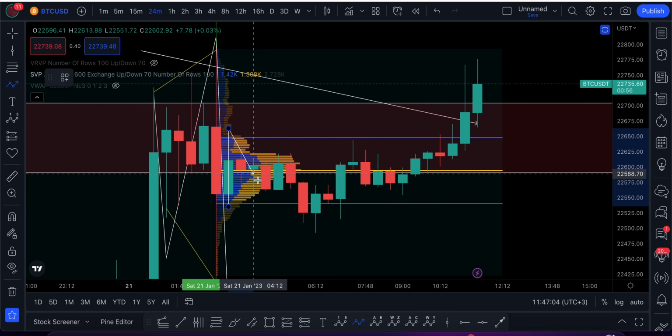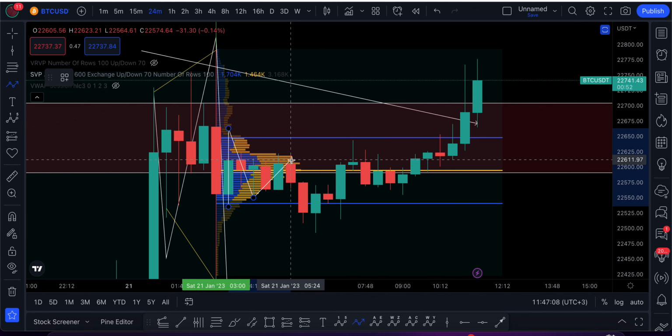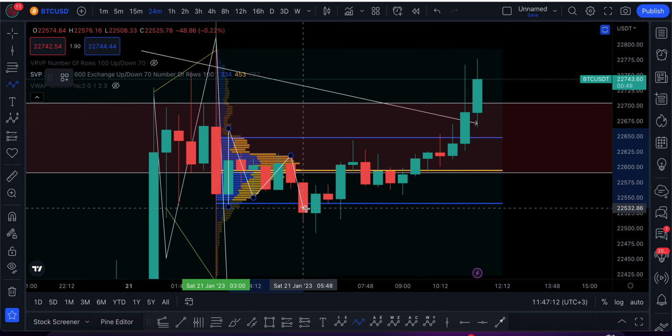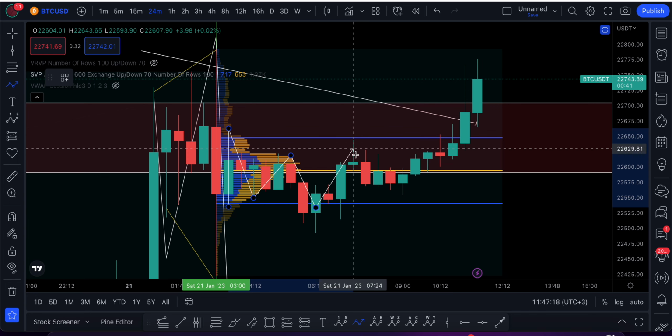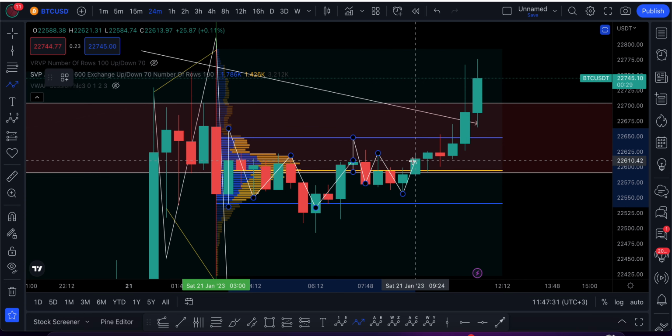with a move up, a move down, we moved up above the POC, the yellow line, and we were rejected. We came back down and played around the value area low. Then we found support above the point of control and attempted to test the value area high. We were rejected. We came back, hovering around the POC, the point of control.